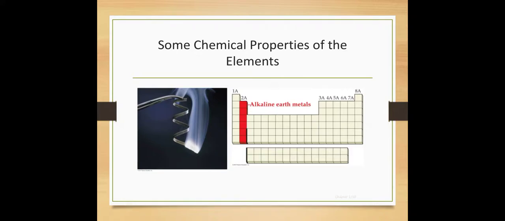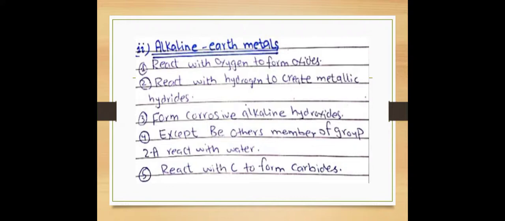Let's look at some physical and chemical properties of the elements which are alkaline earth metals. So what are alkaline earth metals? They belong to group 2A. Group 2A includes the alkaline earth metals. They react with oxygen to form oxides, and react with hydrogen to create metallic hydrides. They form corrosive alkaline hydroxides, and except beryllium, other members of group 2A react with water. They react with carbon to form carbides.